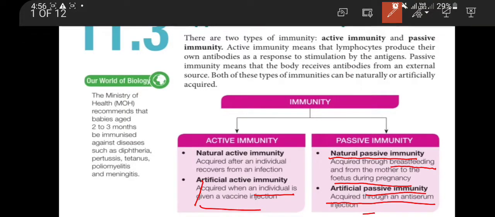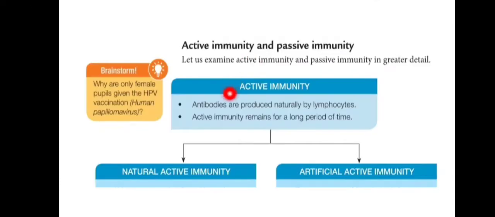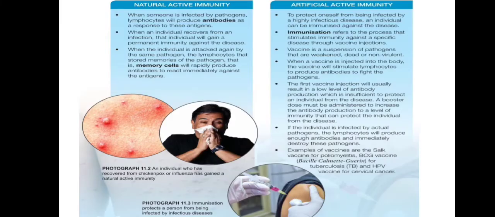So kena ingat beza antara active dengan passive immunity. In active immunity, antibodies are produced naturally by our own lymphocytes. Active immunity remains for a long period of time. So active immunity is divided into natural active immunity and artificial active immunity.